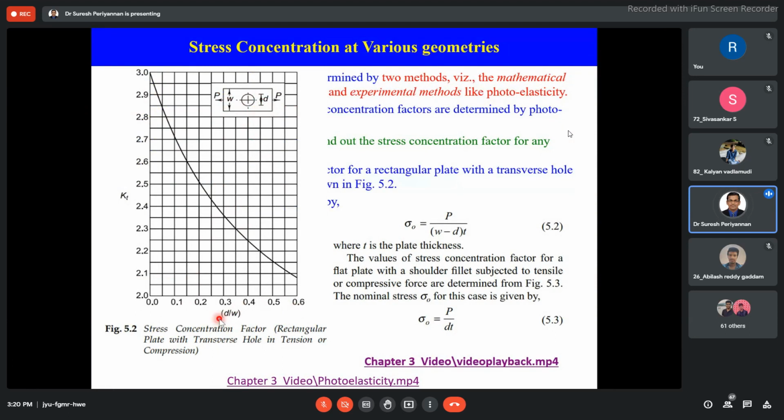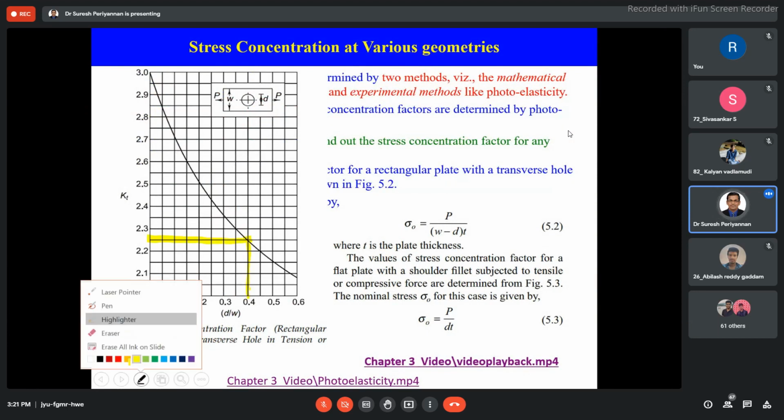Okay, now my D by W ratio is, for example, I tell my example now, the D by W ratio may be 0.4. Now we have to choose the stress concentration factor. For example, this is my D by W ratio. This I am considering 0.4. My D by W ratio is 0.4. Then what is the stress concentration I have to follow? I mean 2.25. Then 2.25 is my stress concentration.